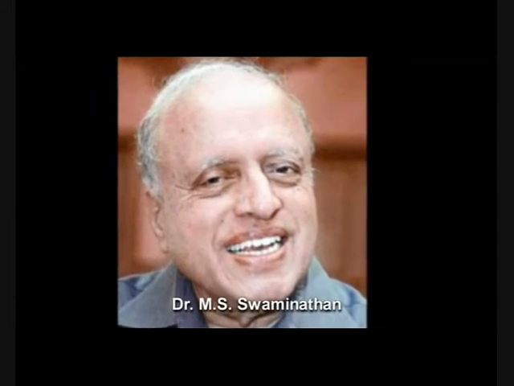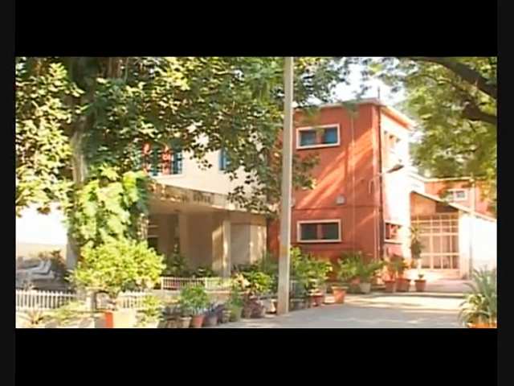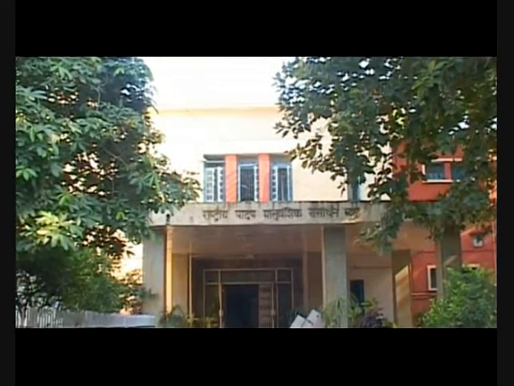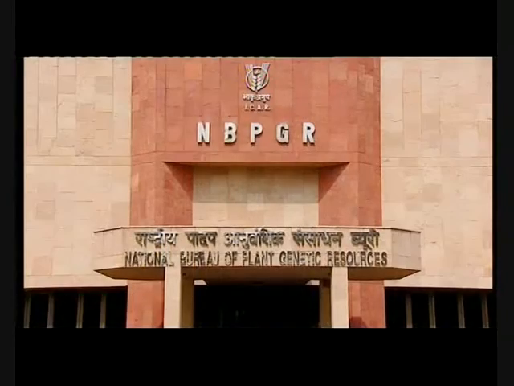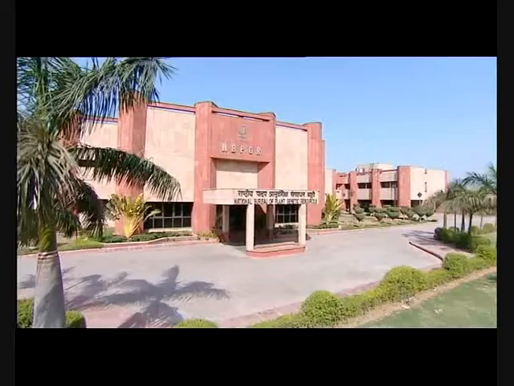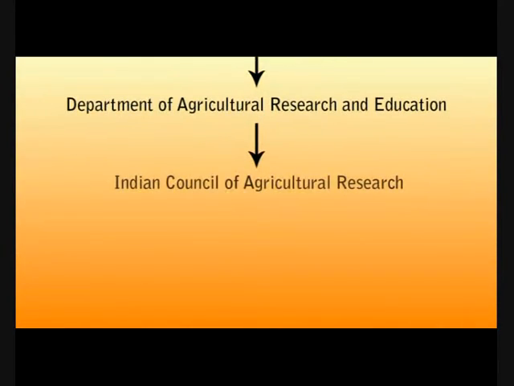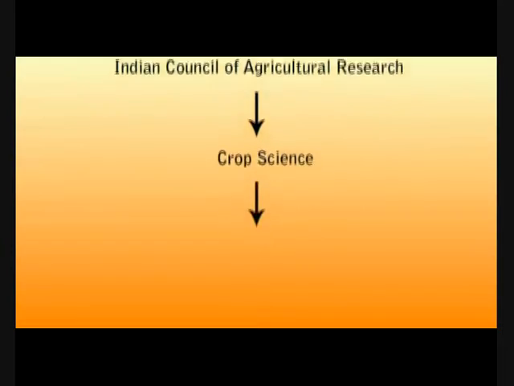On recommendations by many leading luminaries like late Dr. B.P. Pal, Dr. M.S. Swaminathan, and others, the division was developed into an independent institute in August 1976 and named as the National Bureau of Plant Introduction and rechristened in 1977 as the National Bureau of Plant Genetic Resources (NBPGR). Today, NBPGR is the nodal organization responsible for the management of plant genetic resources and works under the Crop Science Division of the ICAR.